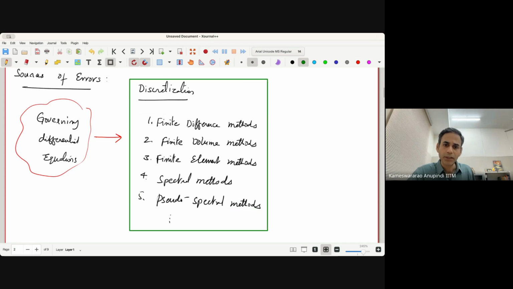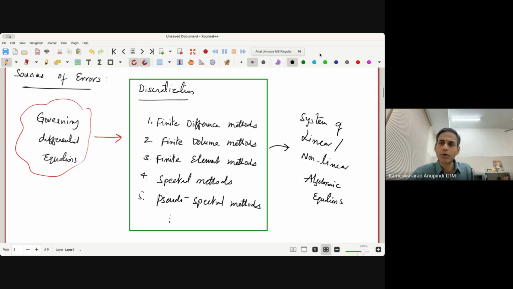You're going to apply discretization, okay, and then convert the governing differential equations into a system of either linear or nonlinear algebraic equations. Okay, most likely you're going to convert them into a set of linear algebraic equations. So that's what you're going to convert them into.